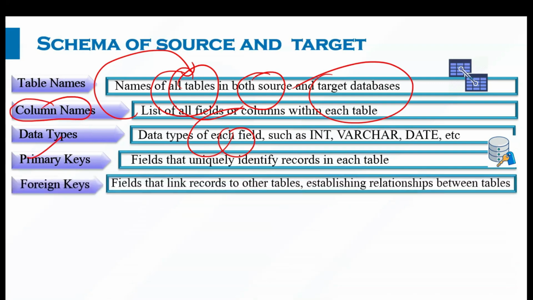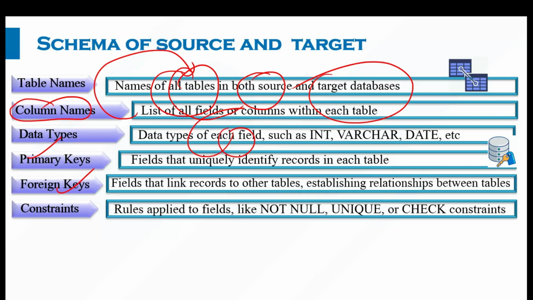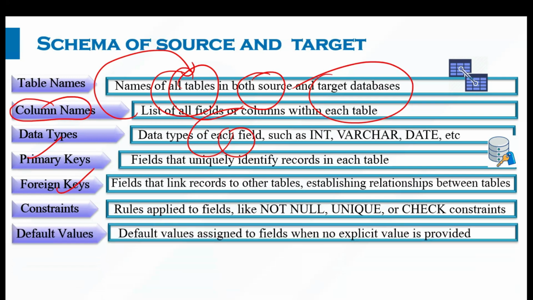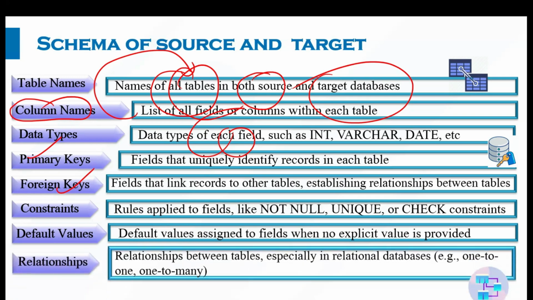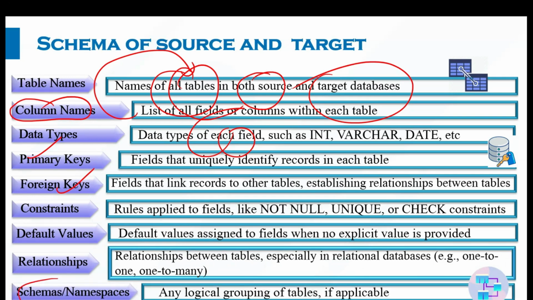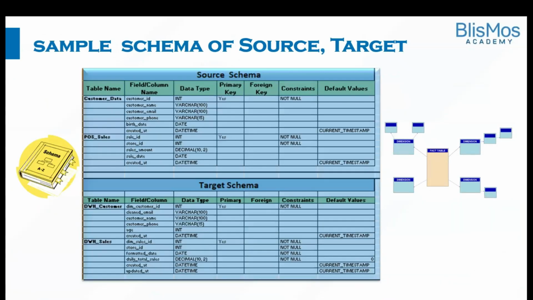And which would be the foreign key. If there is any relation between two tables, which key should act as a foreign key will also be indicated. And constraints: primary key constraint, not null constraint, unique constraint, check constraints will also be specified. And what are the default values? For example, if the date is not specified, you should take the current date. And relationships, how the tables are related. These are the different aspects mentioned in the schema of source and target. They will also mention schema namespaces, if there is any logical grouping of the tables.